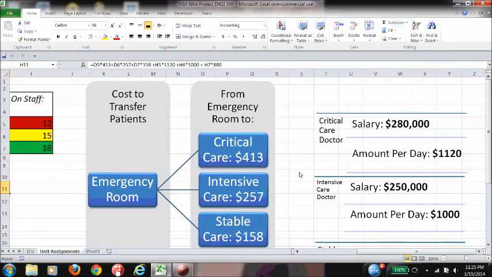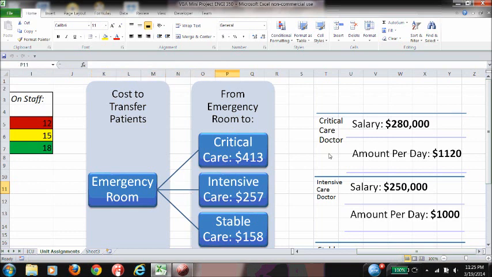There are two kinds of costs. The first is the cost of transferring patients. It costs $413 to transfer the patients from the emergency room to the critical care unit, $257 to transfer them to the intensive care unit, and finally $158 to transfer them to the stable care unit. So obviously to minimize this, we're going to want to put as many people in the stable care unit as possible. Also, we have to look at the salaries of the different doctors.